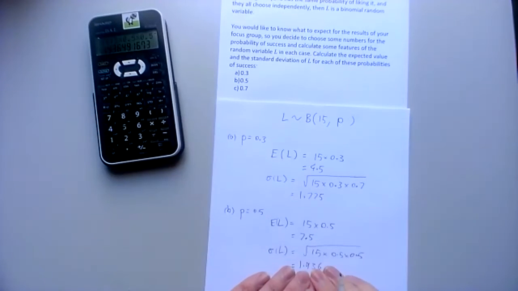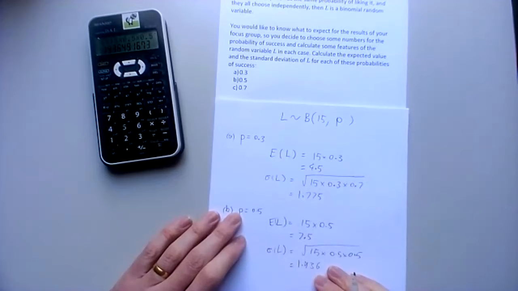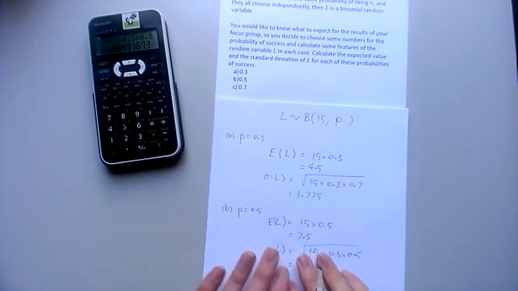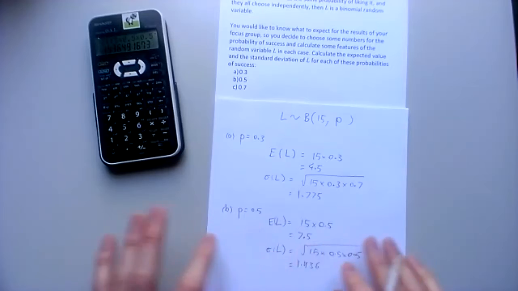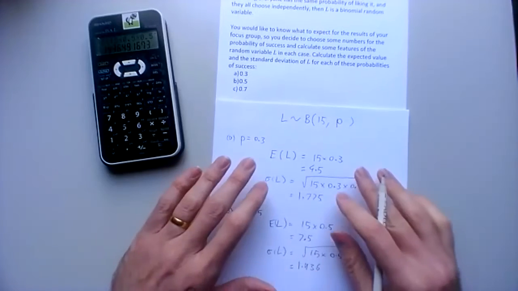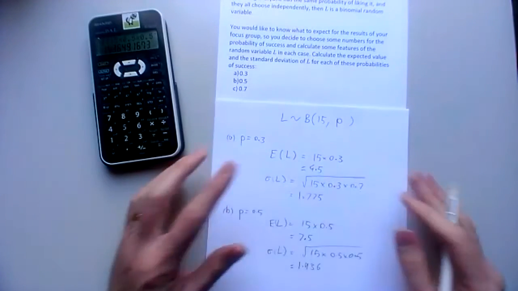Okay, so the standard deviation is bigger for this bigger probability, which is interesting. So that means the results are more variable. So on average, they might be 7.5, but they can be further away from that more often than these can be further away from the 4.5.